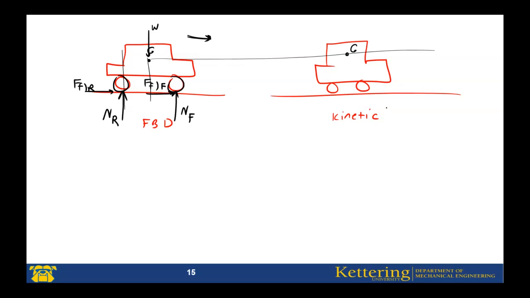For the kinetic diagram, we need to show mass multiplied by acceleration: m a_G along the x, and m times the acceleration of the center of mass along the y direction.